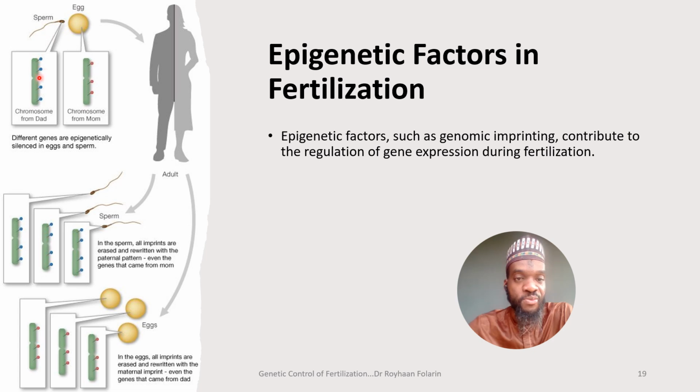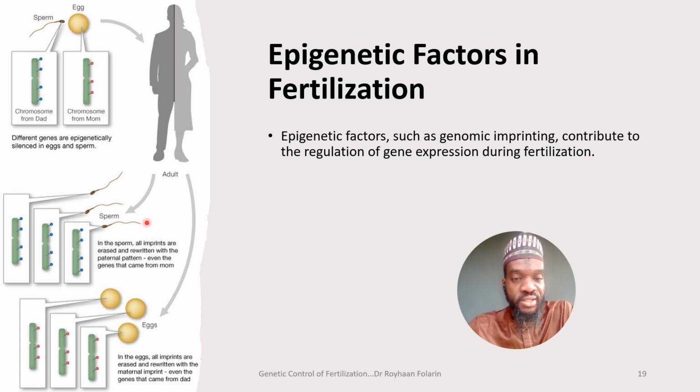So here's typically sperm and an egg, so the sperm from the father and then the egg from the mother, right? And so different genes are epigenetically silenced in the egg and sperm. Remember, they are not affecting the DNA structure, so it's an epigenetic factor. So they affect one of the ways we talked about, the histone modification. We talked about DNA methylation as one of the mechanisms of this.